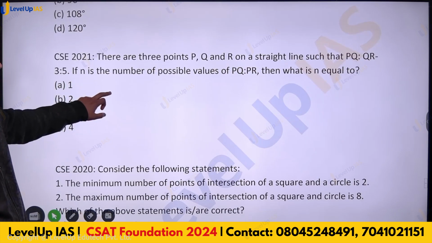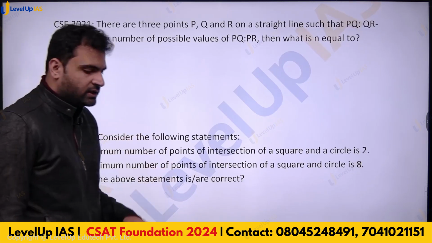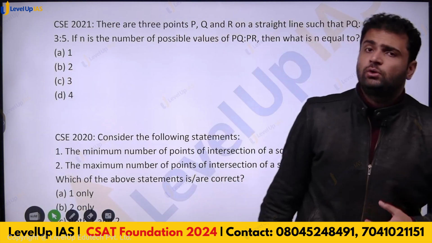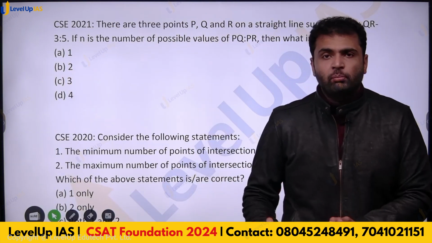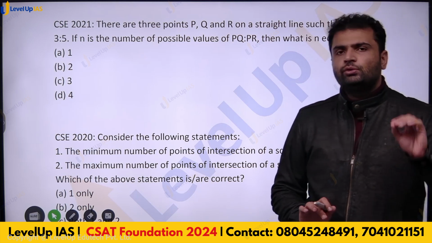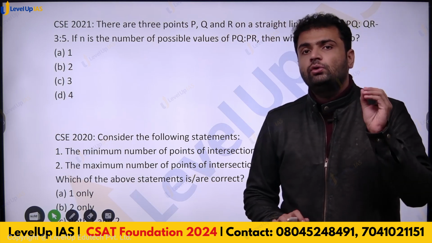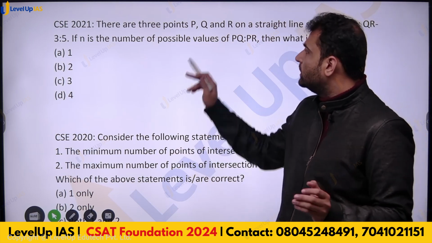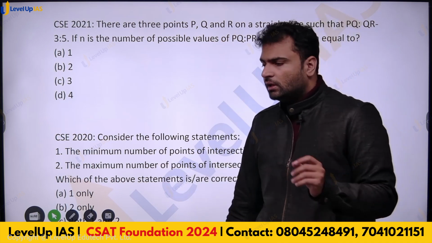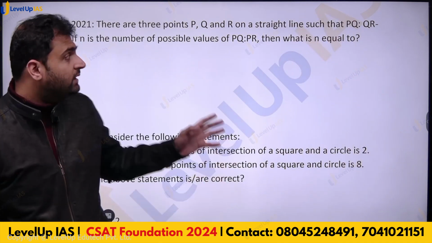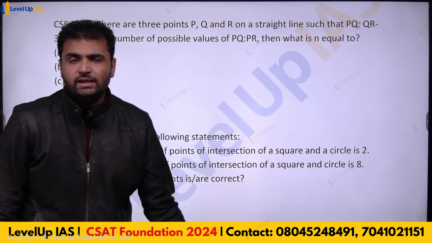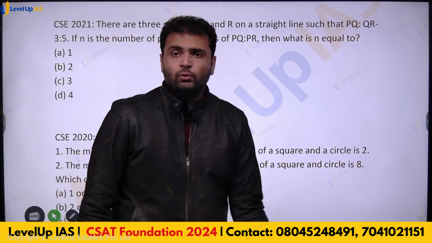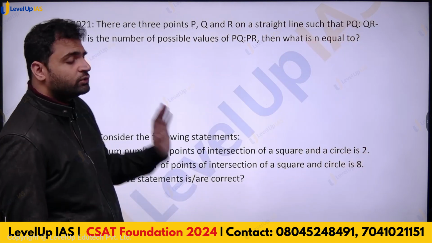Now let us look at the next question. This question is very simple. This actually does not require you to put pen on paper. All it needs is for you to know a few basic things about this kind of division. What they are saying is, we have 3 points on a straight line such that PQ is to QR is the given ratio 3:5.